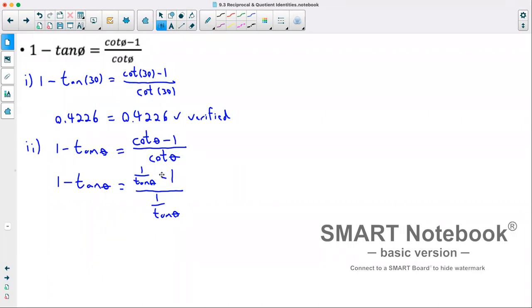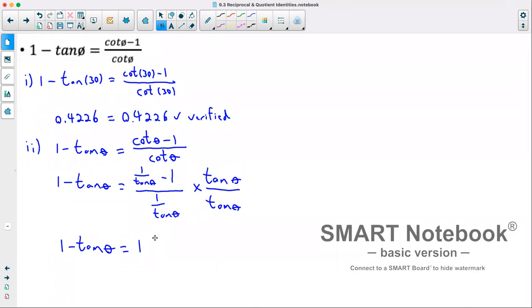What I'm probably going to want to do to simplify this is, because I have these extra fractions, I might just multiply the numerator and denominator by tan theta, which I'm able to do because multiplying by tan theta over tan theta is the same as multiplying by 1. So that gives us 1 minus tan theta is equal to 1 over tan theta times tan theta would be 1.